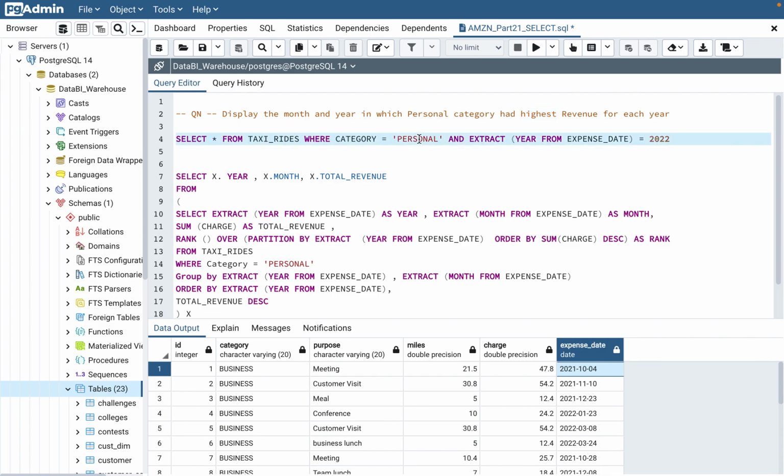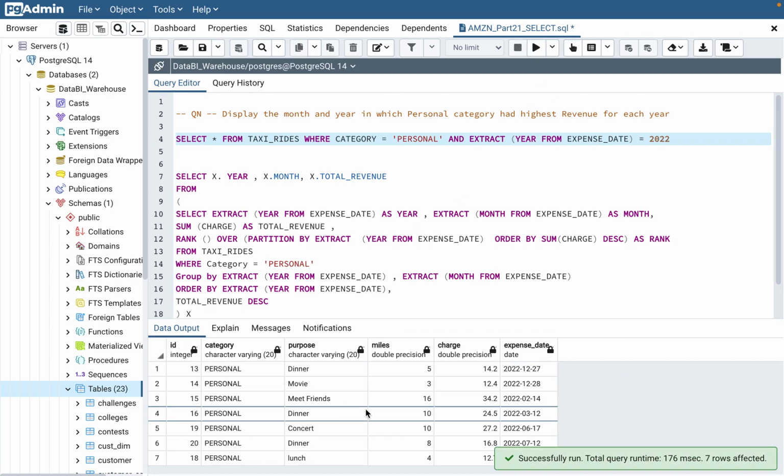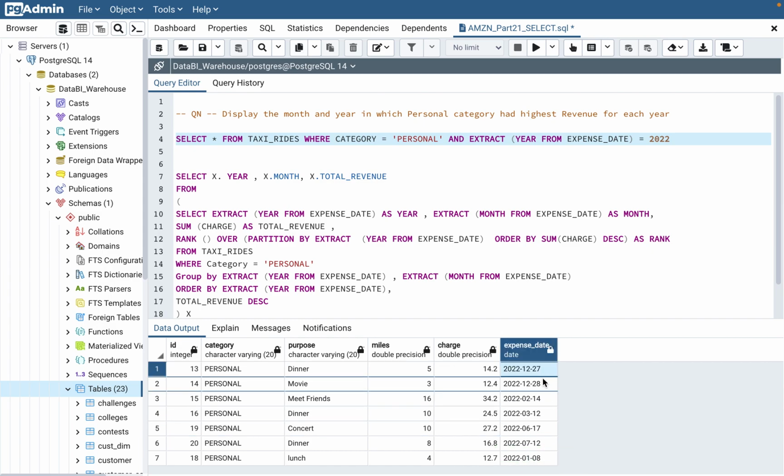So here, if we run this query, personal and extract date. So extract year is a function to extract the year from the date that is given to you. So when we say 2022, you can see the month, and month means you will basically have to do summation also, because in 1 month you can take multiple rides, correct? So if you see here in 2022, in month 12 they have taken two rides. So what is that? 14 plus 12 is 26.6. That's the revenue.